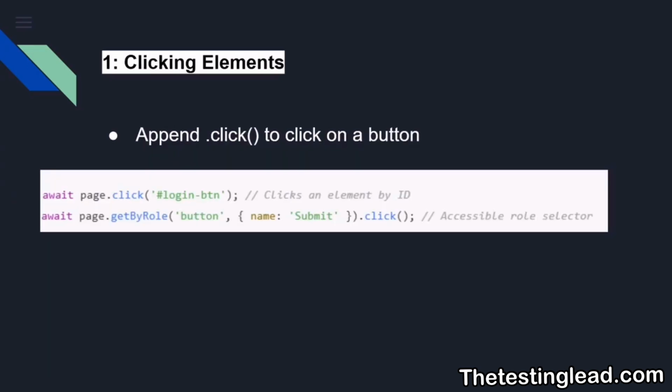First off, let's talk about clicking on elements. You do this by appending .click to click on a button or other item on a web page. For example, if I had page.click on login button, you're passing in the element you want to click on.